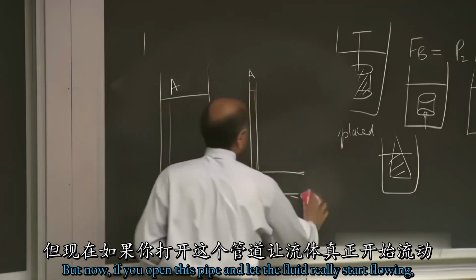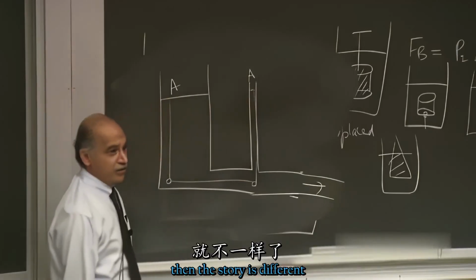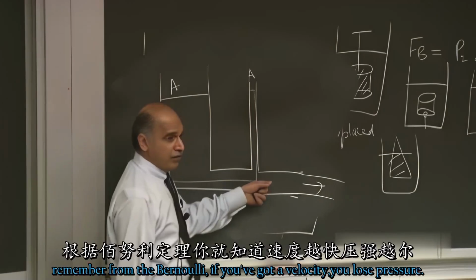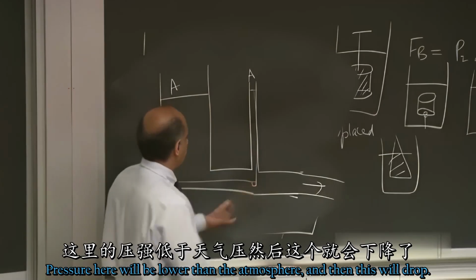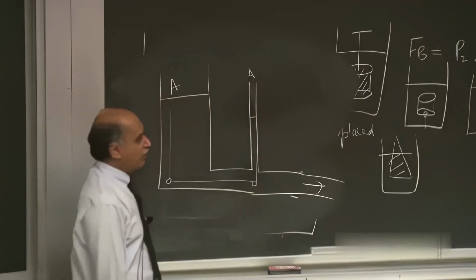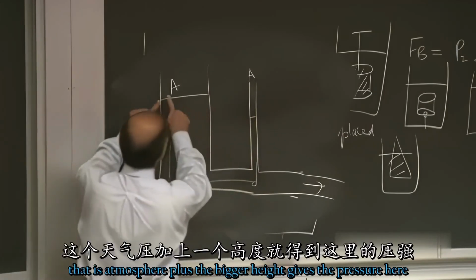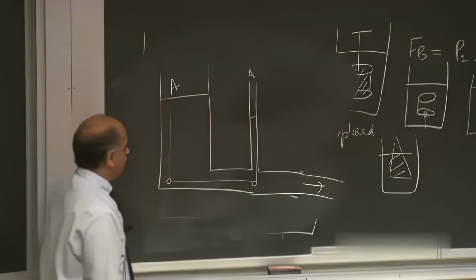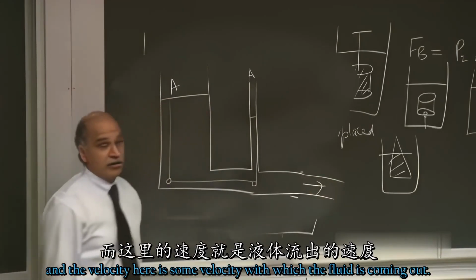But now if you open this pipe and let the fluid really start flowing, then the story is different. The minute fluid starts flowing, remember from the Bernoulli, if you got a velocity, you lose pressure. Pressure here will be lower than the atmosphere, and then this will drop. It will drop so that atmosphere plus that height gives the pressure here, whereas atmosphere plus the bigger height gives the pressure here. And the velocity here is assumed to be negligible, and the velocity here is some velocity with which the fluid is coming out.